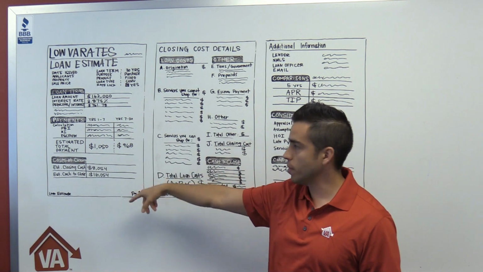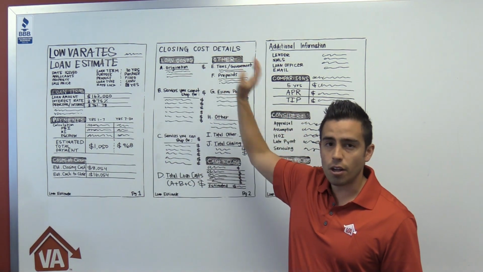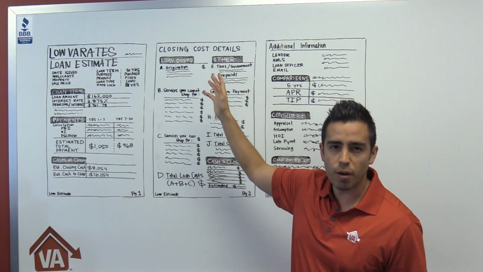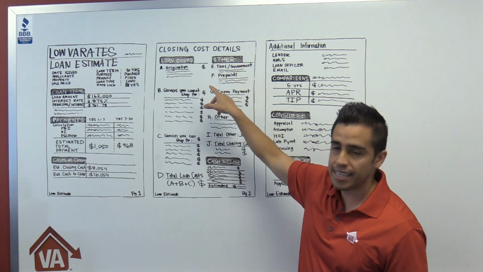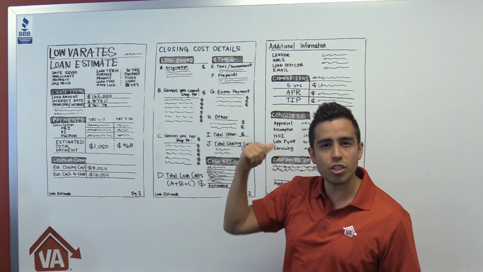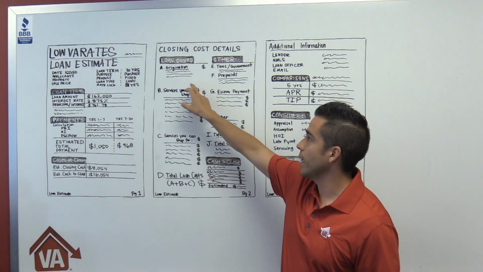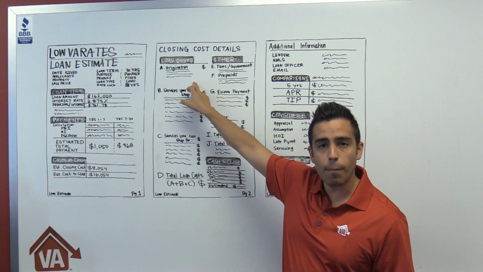So it's very important to go through page 1. Page 2, another very important page. They're all important, right? That's why they're in there. Closing cost details. Loan costs here will tell you what the lender is charging you: origination fees, processing fees, underwriting fees, all right? And also any discount points.